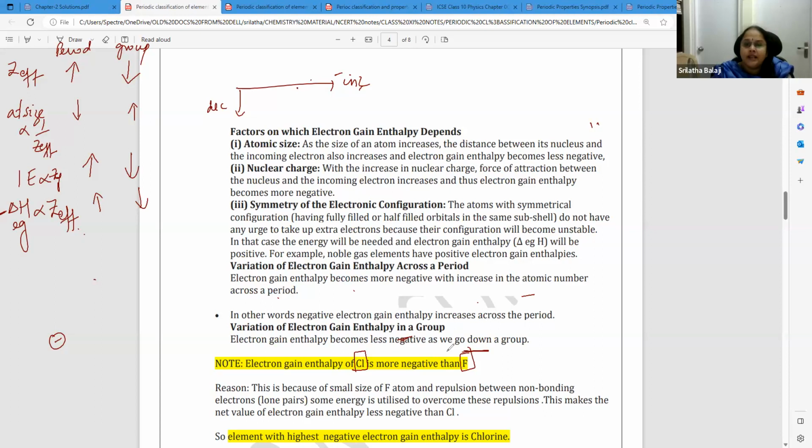Why? The reason is because of the small size of the fluorine atom, there is a repulsion between the non-bonding electrons. You know what non-bonding electrons are? Non-bonding electrons are lone pairs. There are lone pairs of electrons on fluorine. So to add the electron, repulsions will be more. Due to small size, repulsions are even higher in fluorine. That's why it's easy to add an electron in chlorine compared to fluorine. Clear?